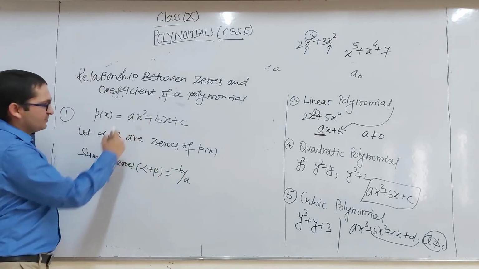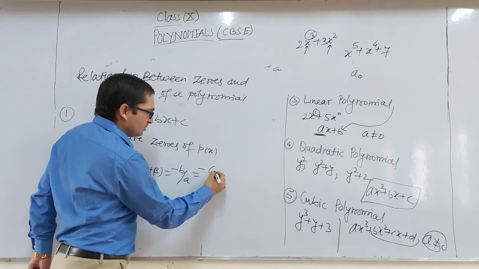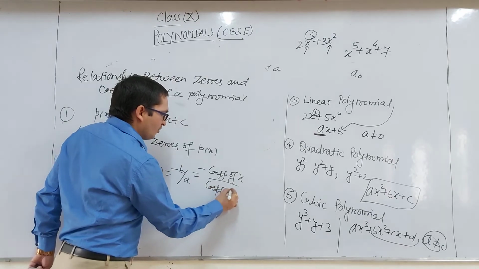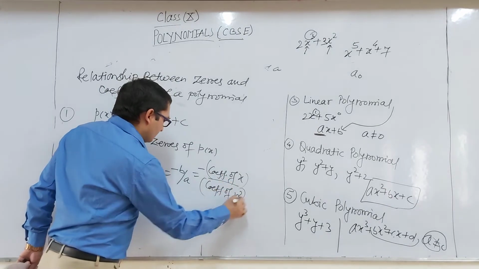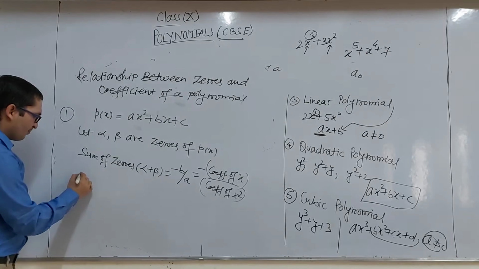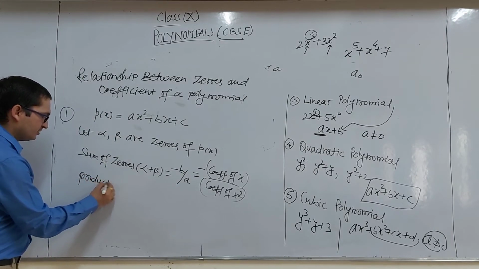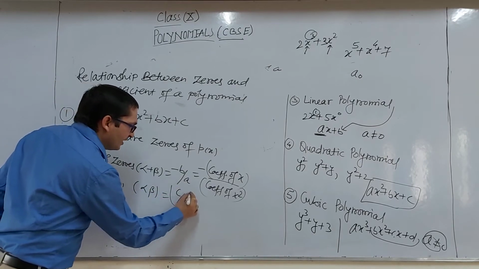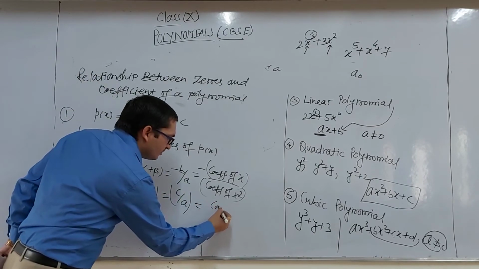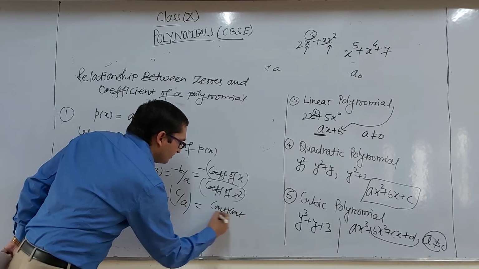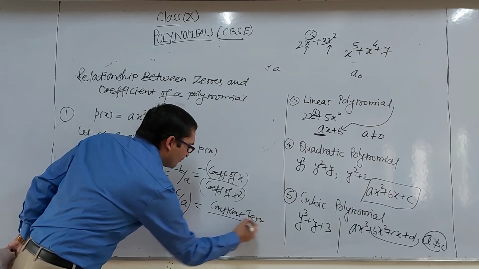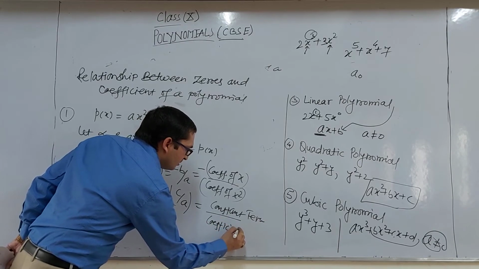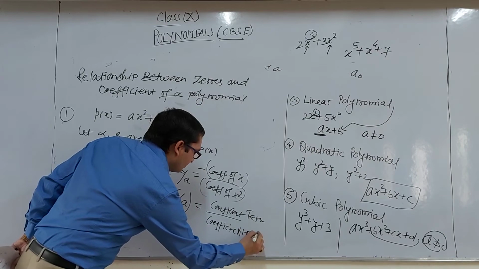B is the coefficient of x. You can write it as minus coefficient of x upon coefficient of x square, and a is the coefficient of x square. Now the product of zeros, alpha beta, will be equal to c upon a. C means the constant term upon the coefficient of x square.